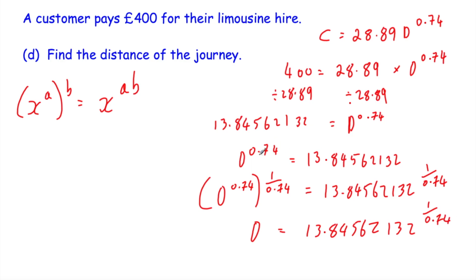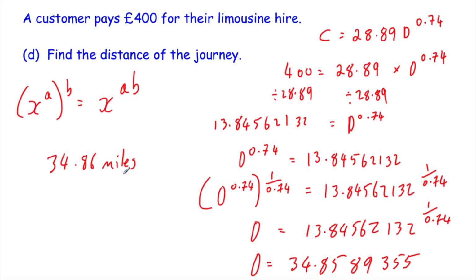Now, a lot of people would just go from this step to this step, that if you had d to the power of 0.74 equals 13.8456 and so on, where you just write that d equals 13.84 and so on to the power of 1 over whatever the power was. And then you could just solve that on your calculator. You could just type that into your calculator, and when you do that, you get an answer of 34.8589355 and so on. The distance of the journey would be 34.86 miles to 2 decimal places. So that's one way to do it.